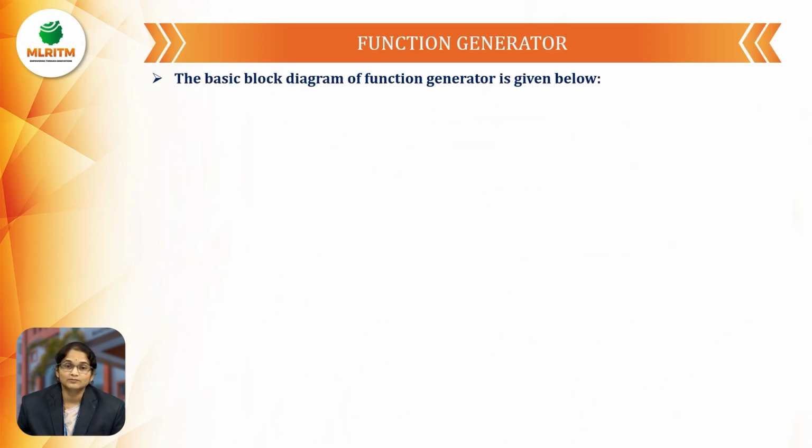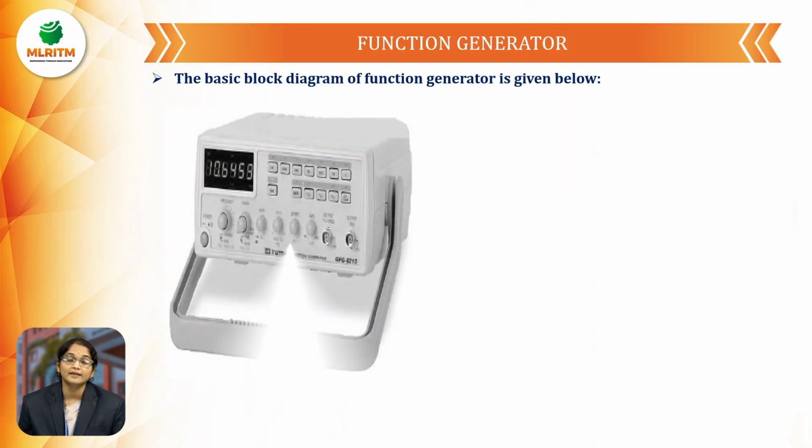Then what is the block diagram of this function generator? How are we going to generate three different types of signals with the same frequency and different waveforms? We will see this with the help of the block diagram. This is the function generator. We have knobs, and we have channel 1 and channel 2. We select the particular channel, and we select the particular frequency and amplitude with the help of these knobs.